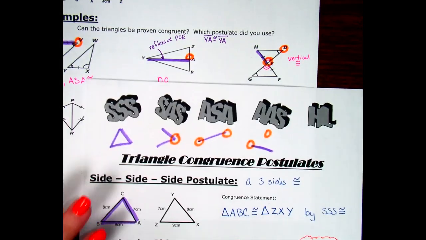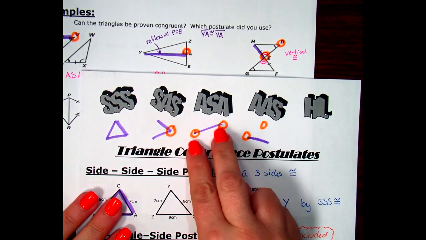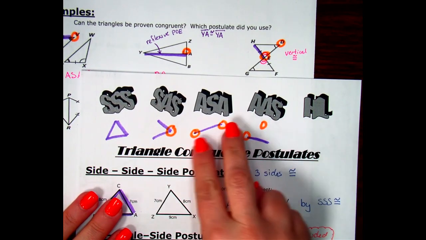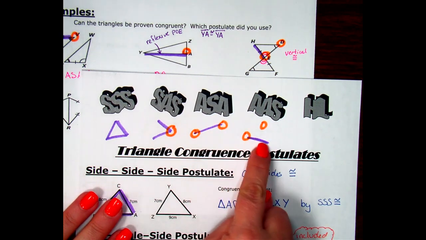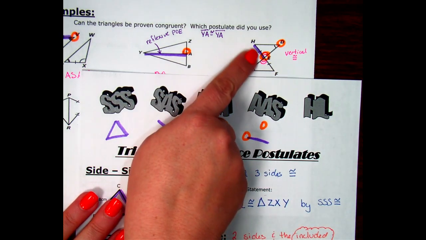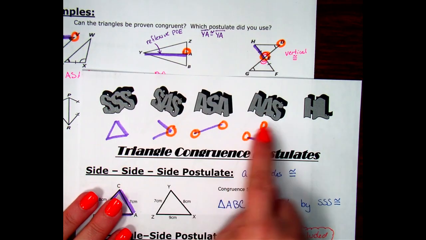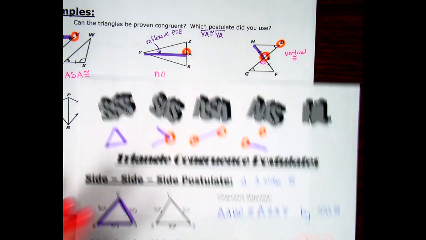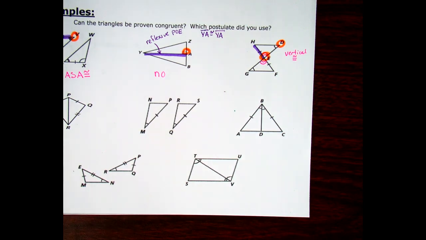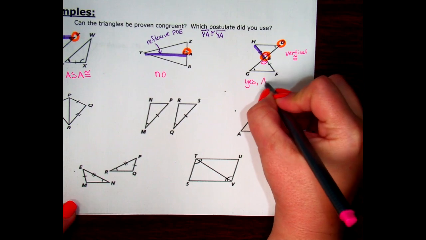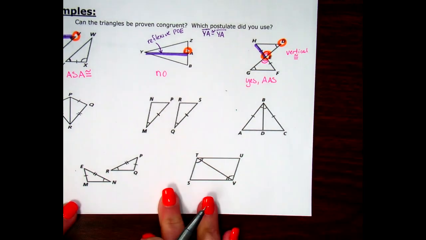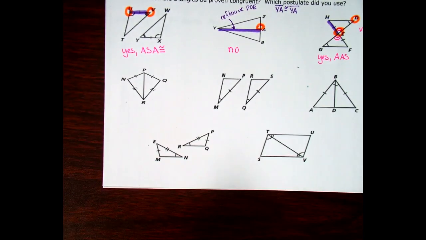When I compare that to my little cheat sheet here, where I've got two angles on both of these, I need to decide which one is this. Is my side connecting my two angles, or is it not connecting my two angles? Look at my side. It's not connecting my two angles. So it's going to be the angle, angle, side. So I can say yes by angle, angle, side. Okay? All right, let's look at the next one.